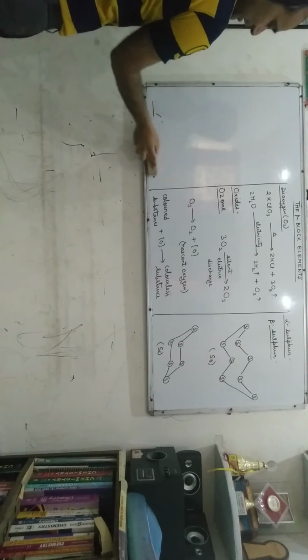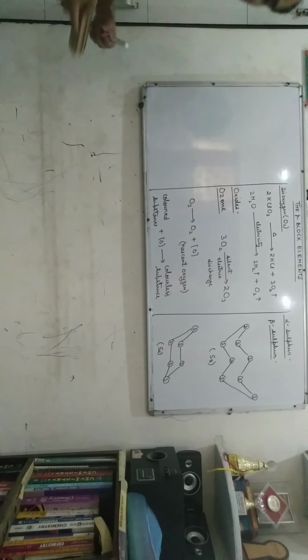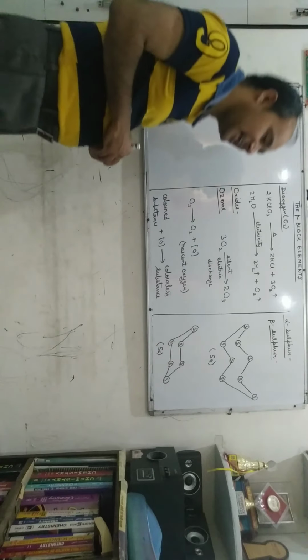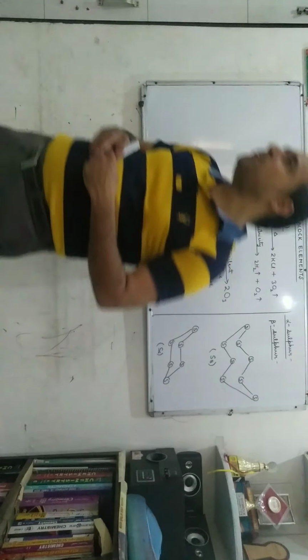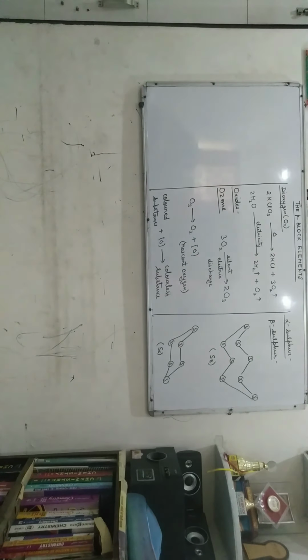I repeat again, sulfur in vapor phase is paramagnetic due to the presence of unpaired electron. Sulfur dioxide gas has a pungent smell and is highly soluble in water. Therefore, sulfur dioxide is used in refining of petroleum and sugar. Sulfur dioxide acts as a reducing agent. It reduces Fe3+ ions to Fe2+ ions.